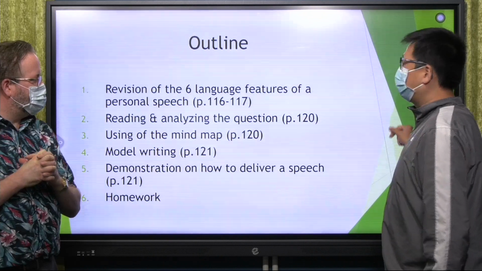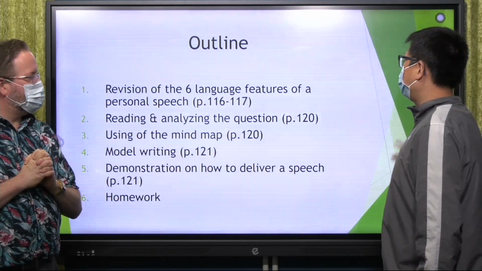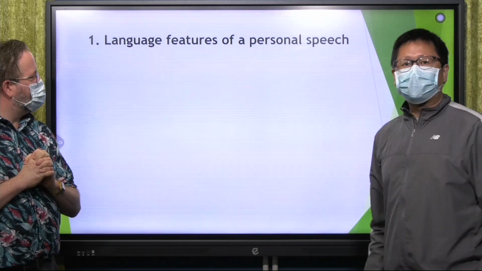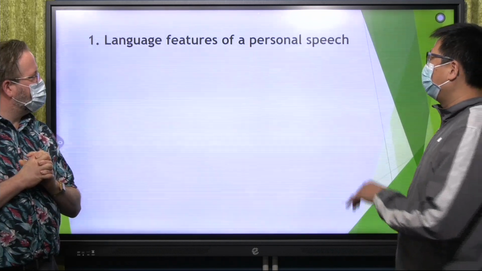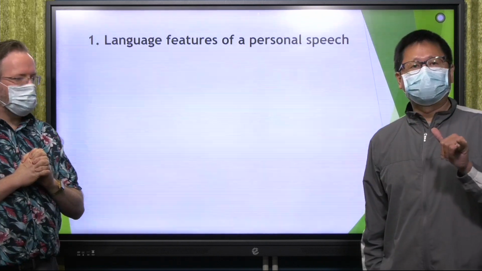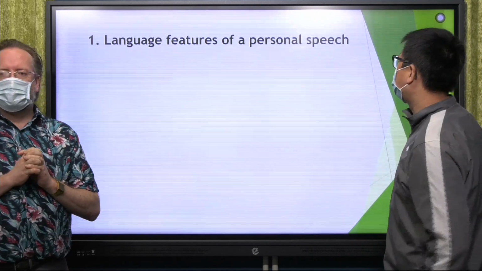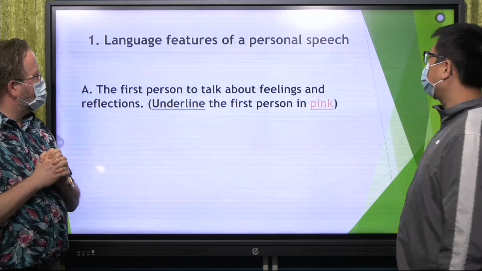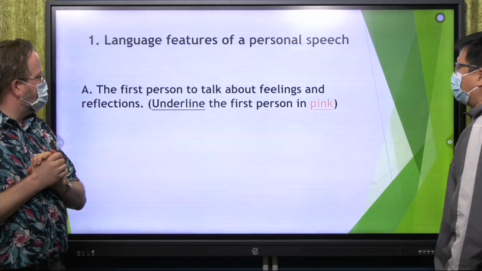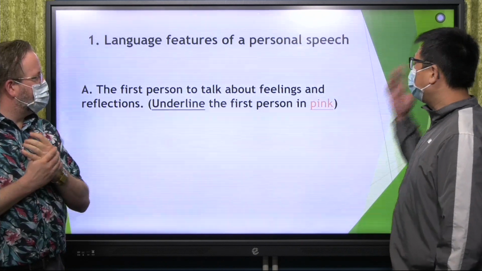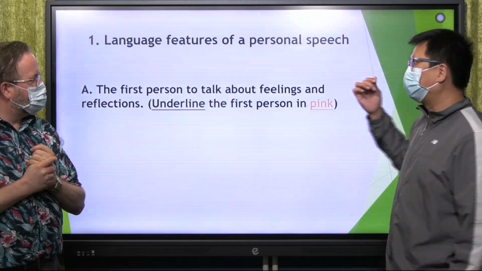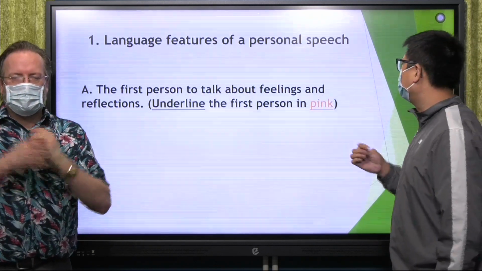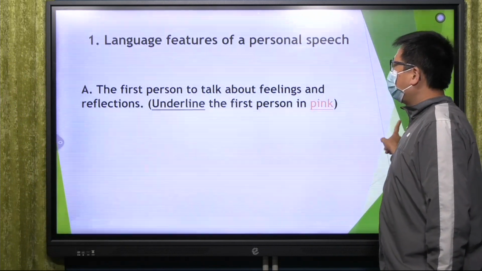All right, now, let's go to the first part of our lesson. Language features of a personal speech. We say that there are 6 features. The first one is the first person to talk about feelings and reflection. Some of you, I can see from your work, cannot understand what the first person means. So what is first person?